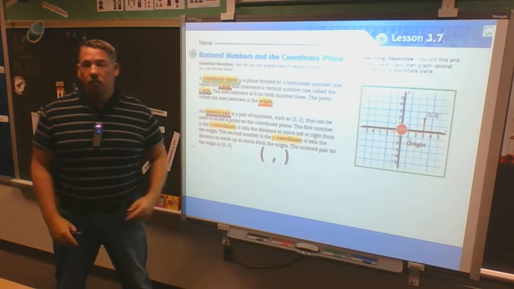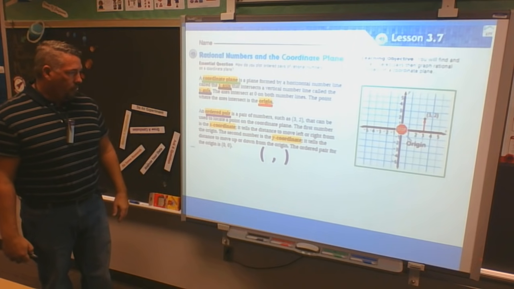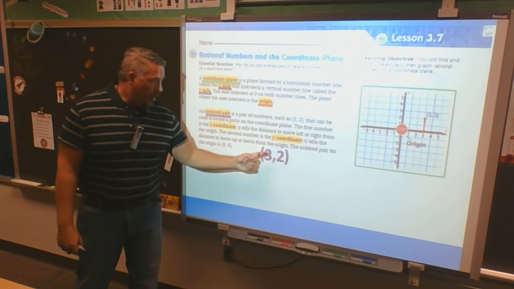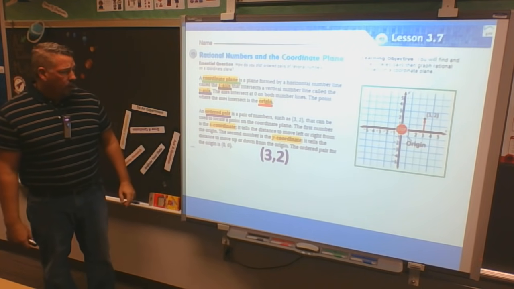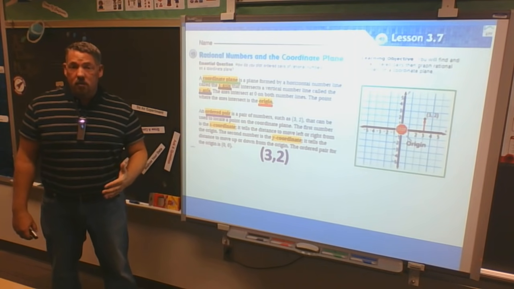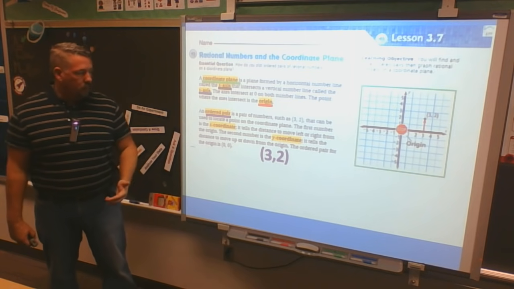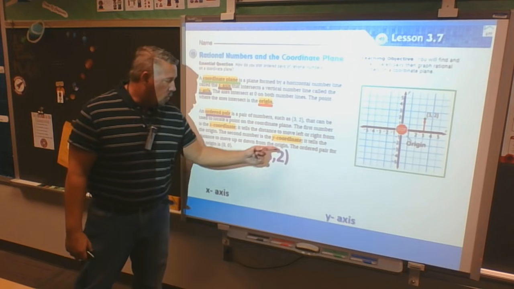You have to have parentheses and a comma for it to truly be an ordered pair. My ordered pair always has 2 parts to it. You'll always see 2 numbers. That's the one that's in the book. Okay? So when I talk about those 2 numbers, I have to know that the first one is always my x coordinate. Coordinate just means number or location. My second number is my y coordinate.